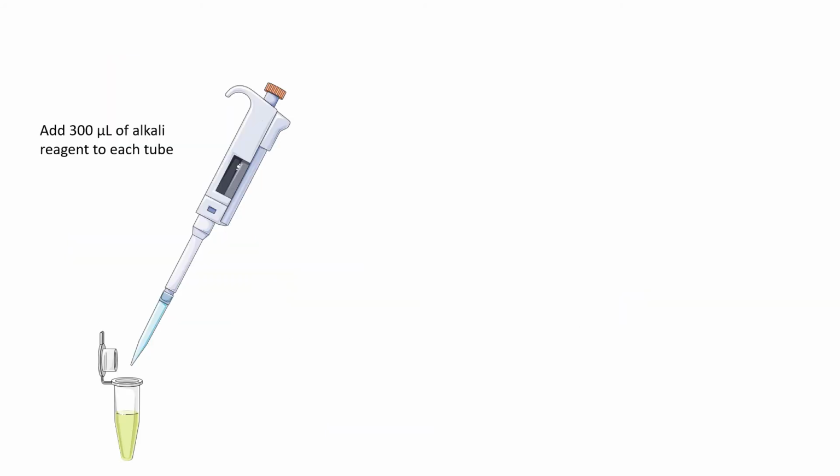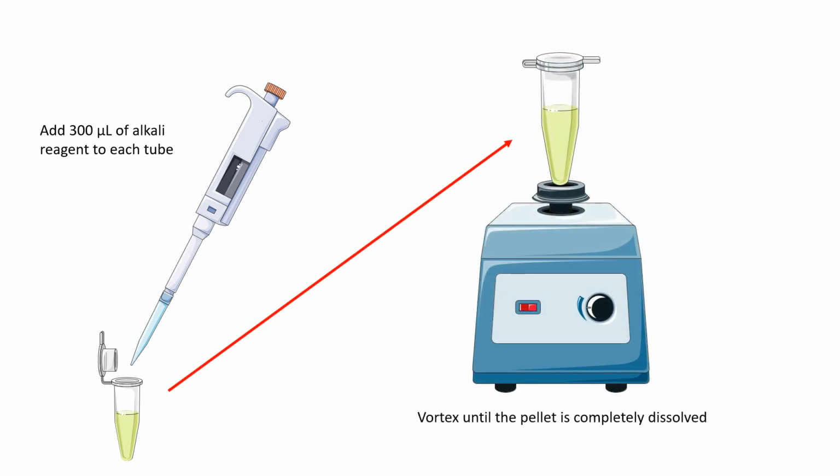Next, we will add 300 microliter of alkali reagent to the pellet in each tube. The mixture will be vortexed until the pellet has completely dissolved within the reagent. Okay, as you can see here, we can also enhance the mixing using a shaker or a vortex, and we will continue to shake or vortex the samples until the pellet can no longer be seen and has completely dissolved within the alkali reagent.